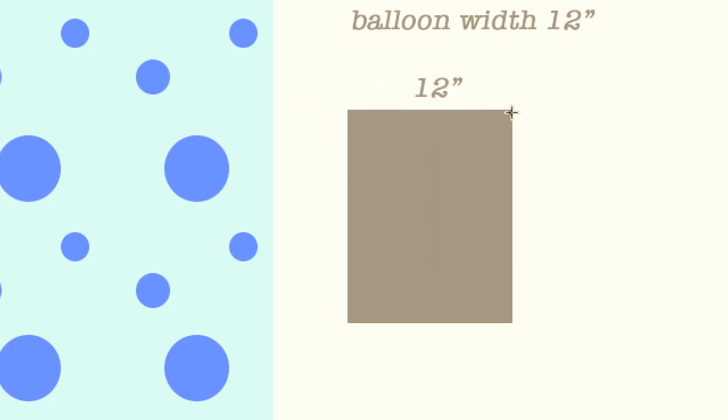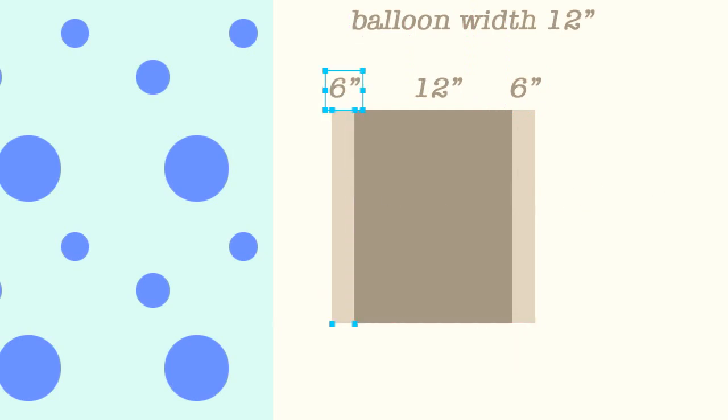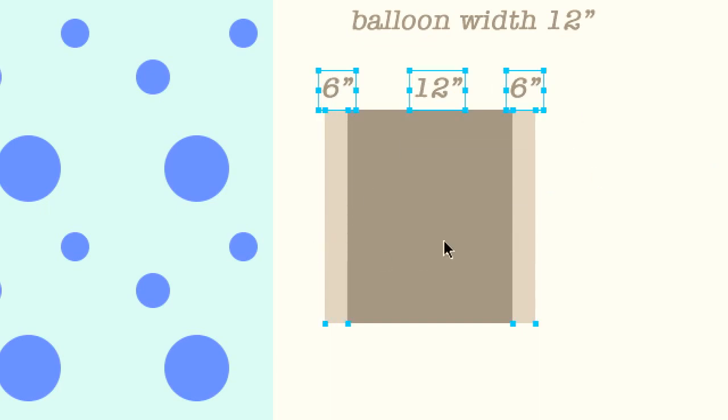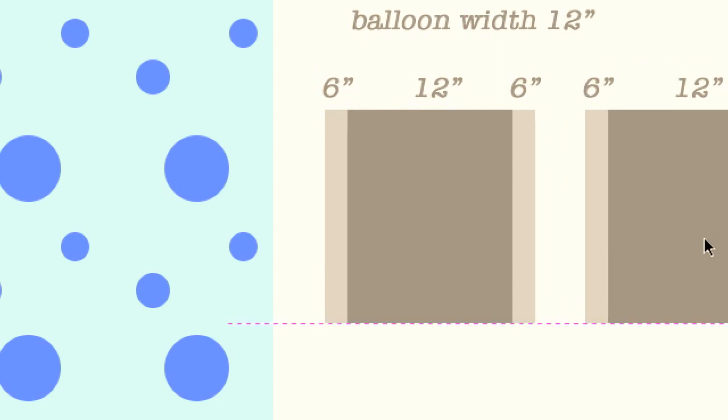And then you would need 6 inches to create one side of the inverted box pleat. You need to do the same on the other side. And for each balloon, you would basically have the same thing. So you know that for each balloon, it's going to be 6, 12, and 6.